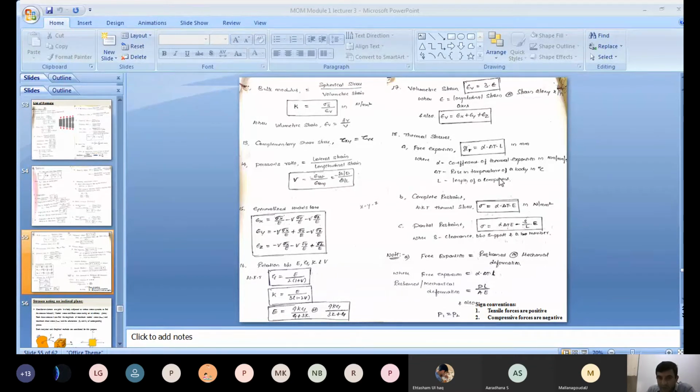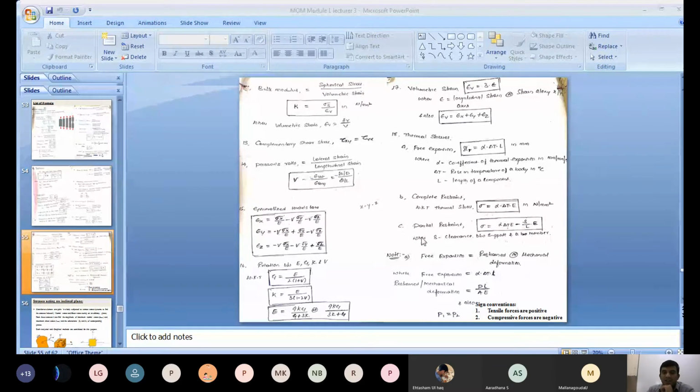Now see the formulas, free expansion and completely constrained. In free expansion, deformation takes place, that is alpha into delta T into L. For completely constrained, stresses are developed: sigma is equal to alpha into delta T, same, and E will come here, the Young's modulus of the material.